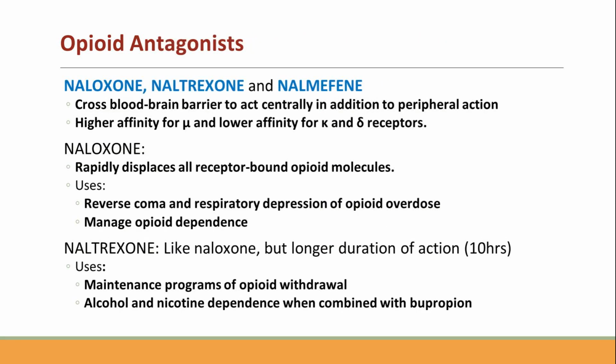Naloxone is the antidote of choice for acute opioid overdose. It rapidly displaces opioids from mu receptors, reversing respiratory depression within minutes. However, its short duration means repeated dosing may be required. Naltrexone, with a much longer duration, is used in withdrawal maintenance programs and for alcohol and nicotine dependence in combination with agents like bupropion.